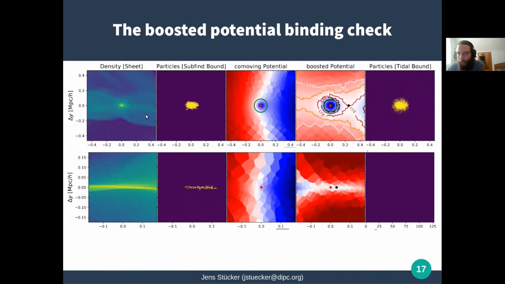Now, if I do this in practice, you see the following result. In the top row, you see in the second panel the particles which are bound according to the self-potential binding check of Subfind. Just remember, there was first this friends-of-friends pre-selection, which makes a sharp cut in density, and then you check the self-potential and find these as bound particles. In the top right panel, you see the particles which are bound according to this boosted potential binding check. And you see this is a way smoother transition between unbound and bound than the Subfind binding check. And now for the bottom case, where we have this misidentified halo, I find not a single particle being bound according to the boosted potential.